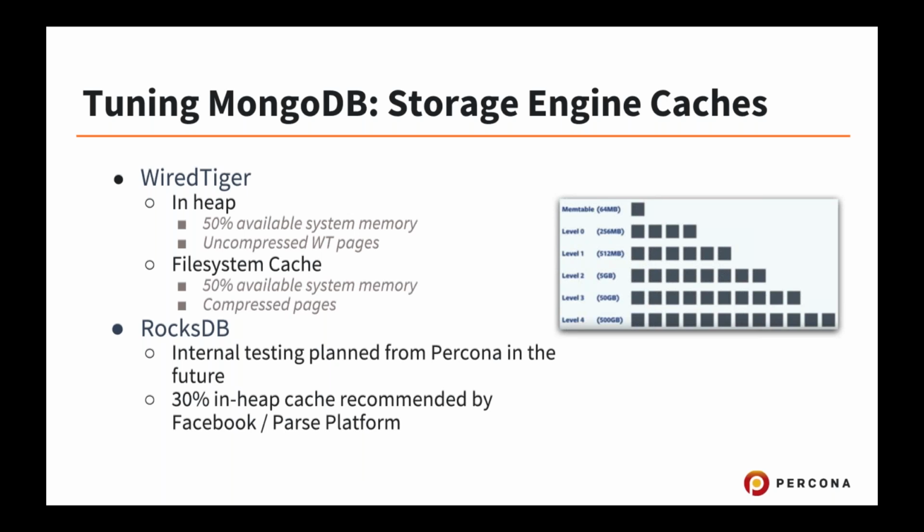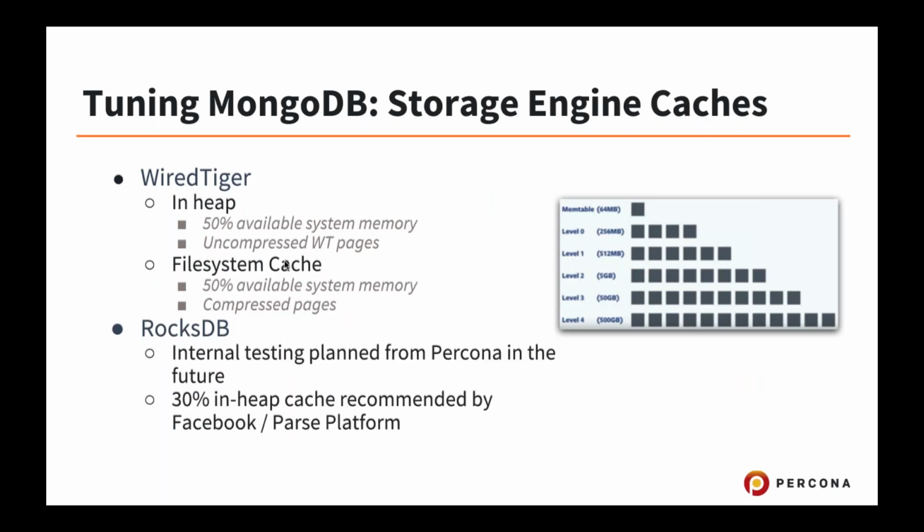WiredTiger and RocksDB have in-heap caches, unlike mmap, which just relies on the file system cache in Linux. They kind of rely on both of those things. They have an in-heap cache and they rely on the file system cache about 50-50. When WiredTiger starts up, it'll dedicate about 50% of the system memory to its in-heap cache and let the file system have the other 50%.